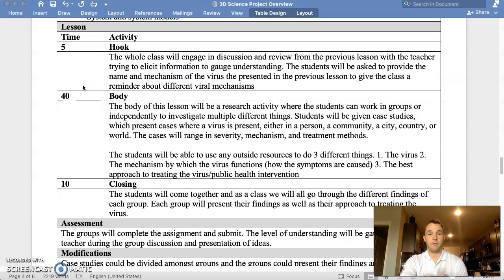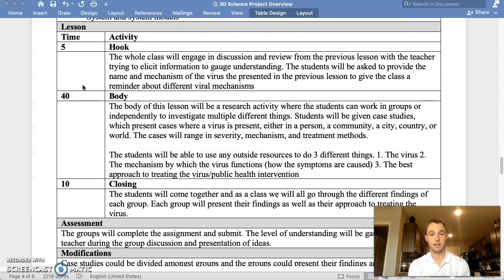So we'll start with a 5-minute discussion, just kind of engaging, getting people going, getting them talking about what we talked about in the last lesson. They'll once again bring up the virus that they talked about in the last lecture and the mechanism, just so we can have a little reminder about viral mechanisms. And then the body of this lesson, which makes up most of the time, the students will work in groups or independently to investigate a few different things.